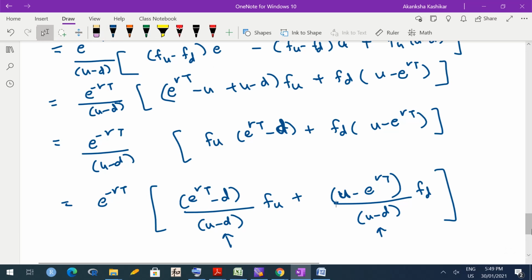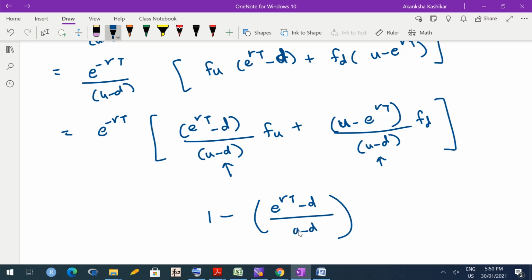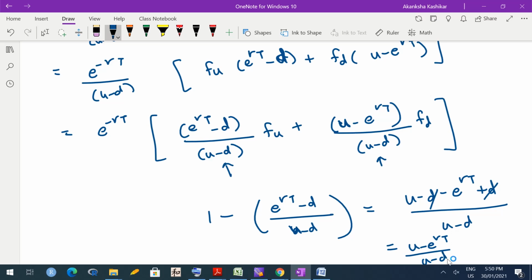So let us slightly rearrange things again. What can I say about 1 minus e raised to rT minus d upon u minus d? Just now I said that e raised to rT minus d is positive, u minus d is positive. If I compute this quantity, I will get u minus d minus e raised to rT plus d, divided by u minus d. So I get u minus e raised to rT upon u minus d.